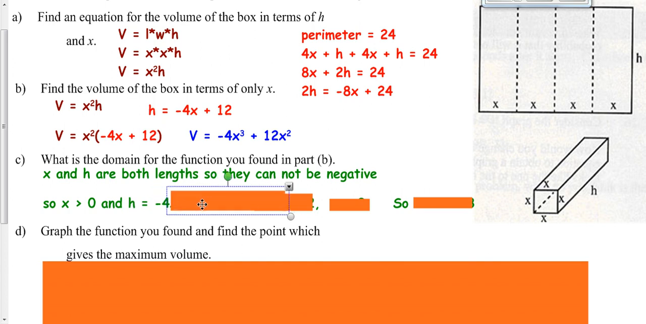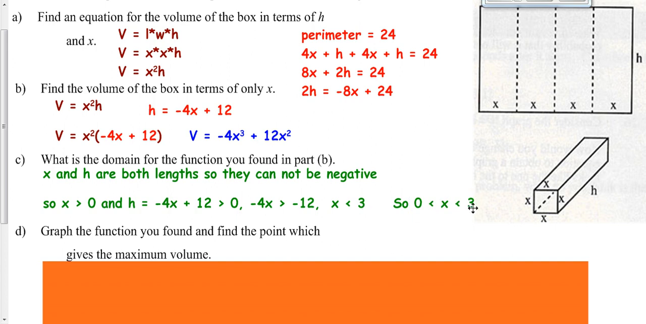And our h, which is this here, has to be greater than 0, because we can't have negative lengths or lengths equal to 0. So if we just go ahead and take this h greater than 0, which is the negative 4x plus 12 greater than 0, and solve that for x, we can subtract our 12 from both sides, divide by our negative 4. Remember, when you divide by a negative, to switch your inequality sign. So we know our domain has to be greater than 0, but less than 3. In other words, we could say it's between 0 and 3.